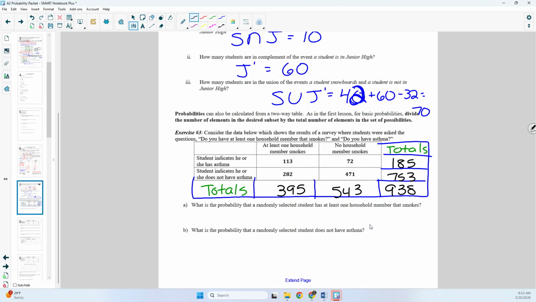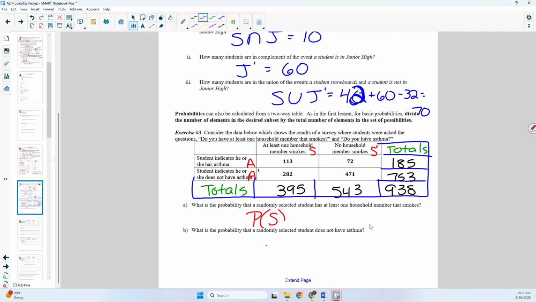So it says, what is the probability that a randomly selected student has at least one household member that smokes? And I probably should back up. The information in this table says, do you have at least one household member that smokes, yes or no? And do you have asthma? So we're going to give these letters so we can write it. So maybe I use an S for the smoking and an A for the asthma. So they want the probability that if we randomly selected one of the 938 students, they have at least one household member that smokes.